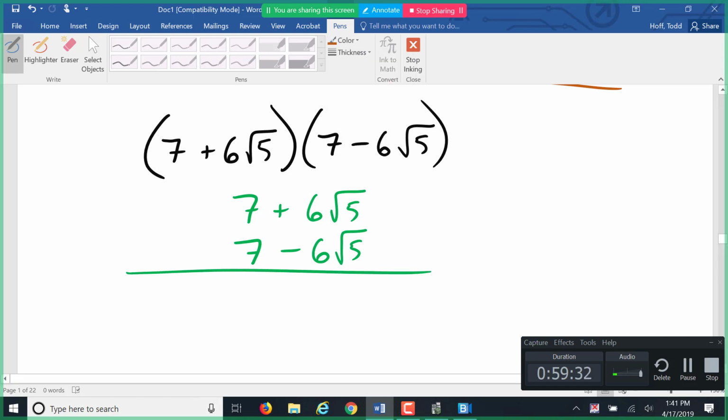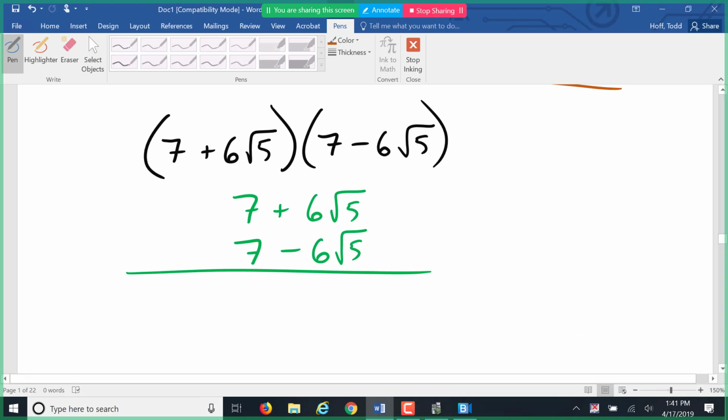This actually looks a lot like our sum and difference products, and it actually is a sum and difference product. We've got the negative 6 square roots of 5 times positive 6 square roots of 5. Negative 6 times positive 6 is negative 36. Square root of 5 times the square root of 5 is just 5. Negative 36 times 5 is negative 180.